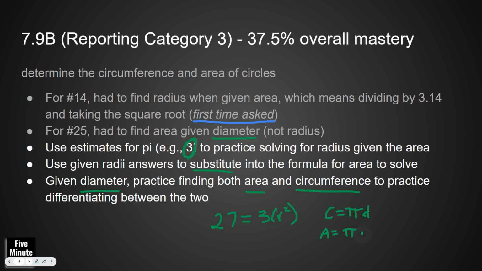Some people might even think that they're the same because they think that r squared is the same as the diameter, and r squared is not the diameter. The diameter is 2r, not r squared. But even if we're not understanding how exponents work, students might think they're very similar. So we just need some extra practice there to differentiate between these two by finding both.